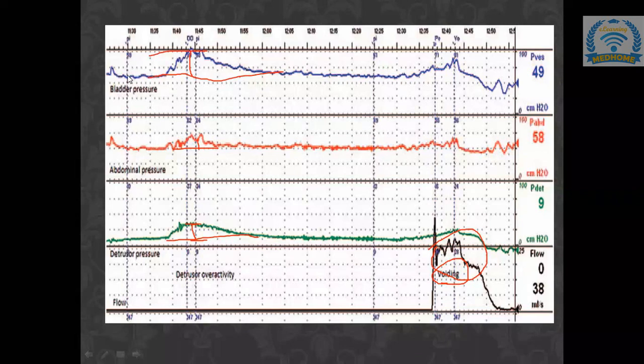Now we can see in the picture, in the filling phase of the cycle, the vesical pressure, or the bladder pressure, is rising. Normally the bladder pressure should rise in the voiding phase. We can also see that the abdominal pressure is rising in the filling phase, but it's very slight.